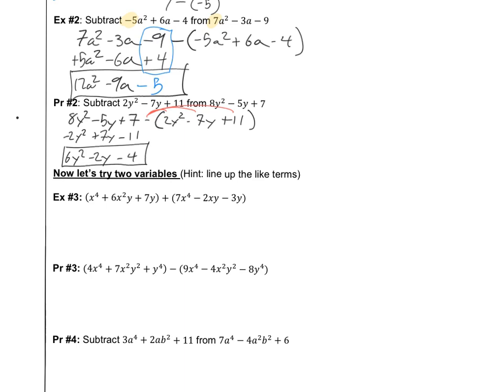Thank you for listening. All right, let's talk about example number 3. What we're doing now is we're trying more than one variable, or two variables. Notice we have x's and y's. And so we have to make sure that the terms are all the same, and we also want to line them up again. But first, let's do our little shape method thing and see if we have all the same terms.